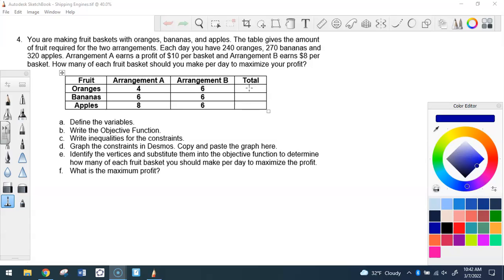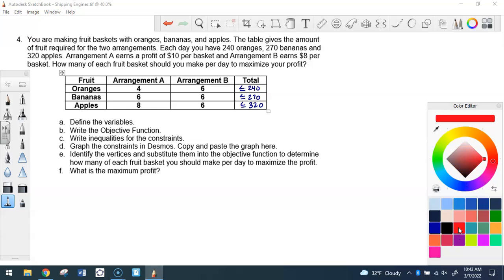So what I'm going to put here is the total amount of oranges, bananas, and apples that I have available to me. So I'm going to say for oranges, I have a total of 240, so the amount that I'm going to use needs to be smaller than or equal to 240. I have 270 bananas, so I'm going to use a total of 270 or less for the bananas. And then I'm going to say less than or equal to 320 for apples.